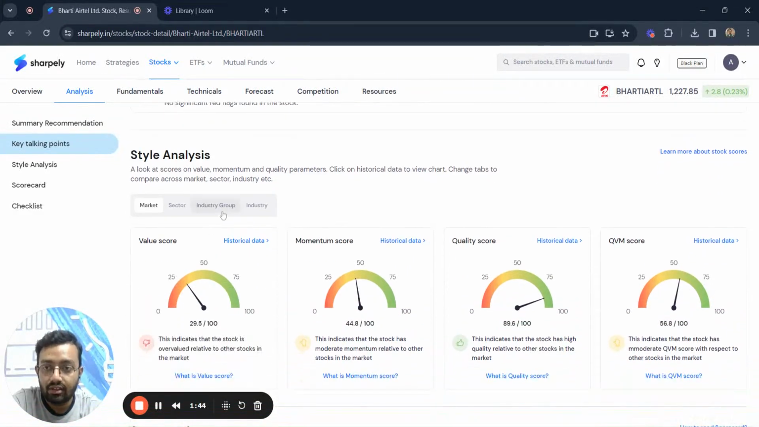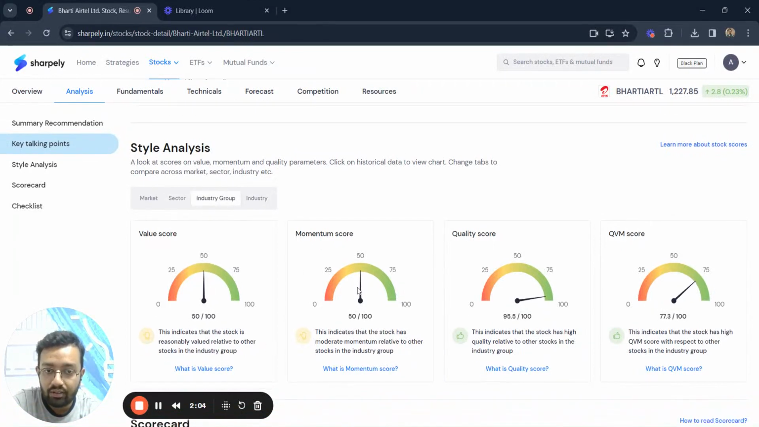The third section is the style analysis section. In this section, we provide our proprietary stock scores: value score, momentum score, quality score, and QEM score. These scores are provided with respect to market, sector, industry group, and industry. So you can toggle between them and look at the stock scores.